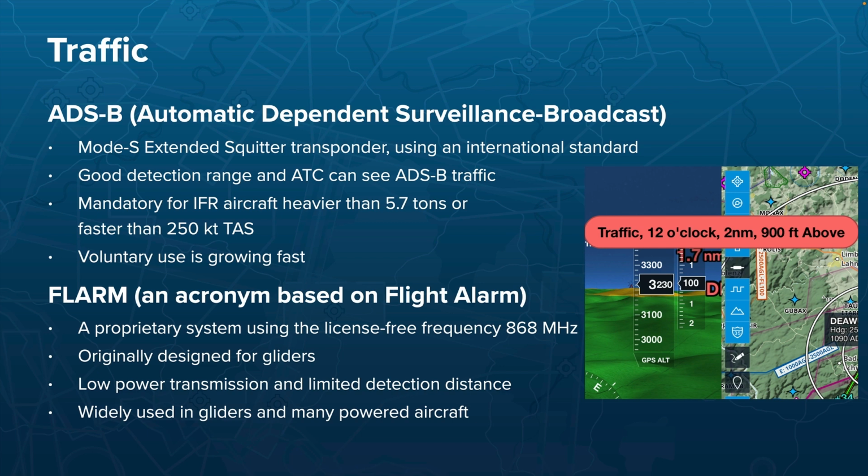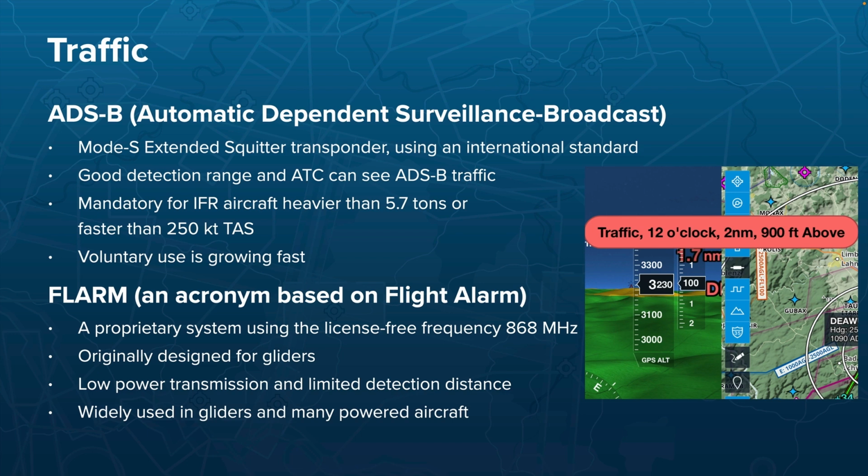Traffic targets are shown relative to your position, with plus or minus indicating whether the traffic is above or below your altitude, and airborne traffic targets have a traffic trend vector projected in front of the arrowhead to indicate the target's expected position in the next 60 seconds.